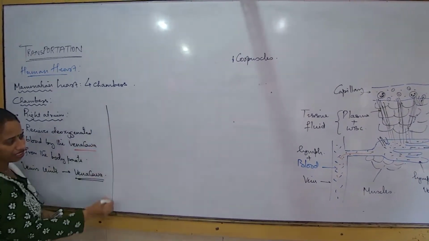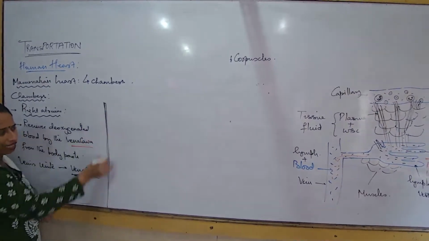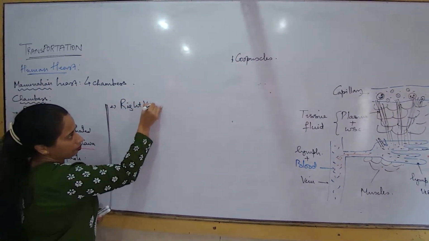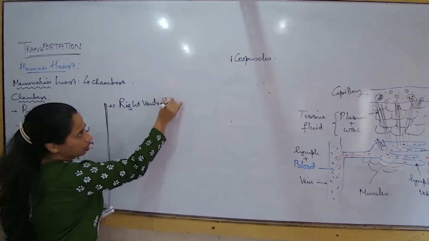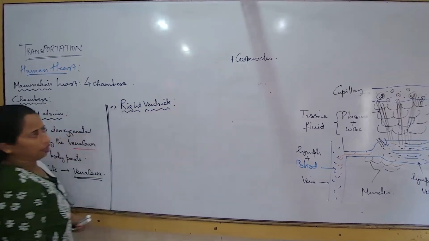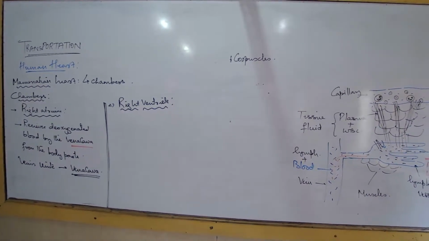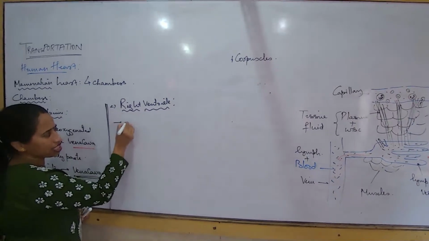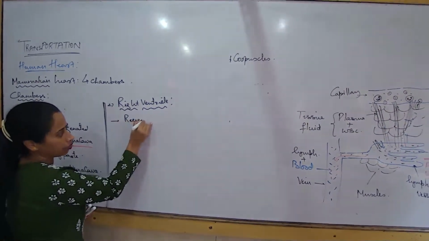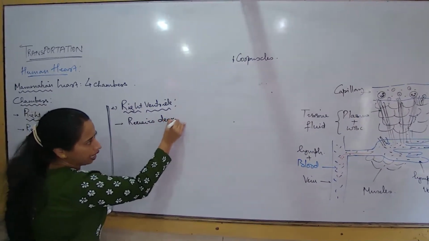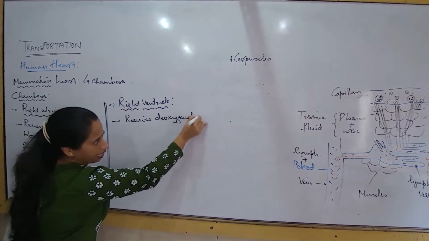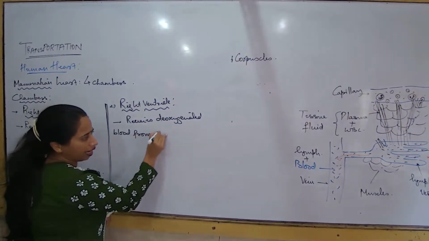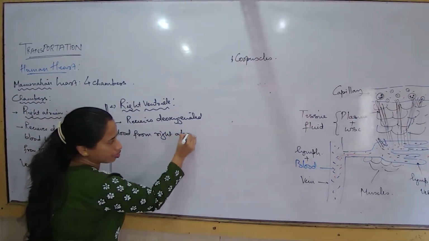What now next? After the right atrium, we were talking about the right ventricle. Let us talk about the second chamber. What is the second chamber? The second chamber is the right ventricle, the right side of the heart we are talking about. The blood from the right auricle will enter into the right ventricle. What is this right ventricle receiving? It receives deoxygenated blood from the right auricle or the right atrium.